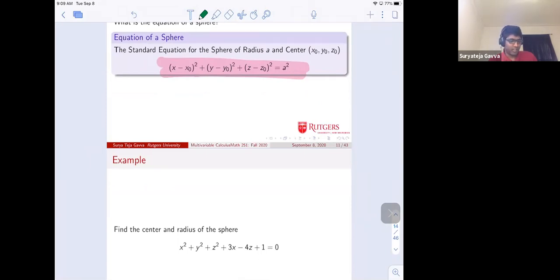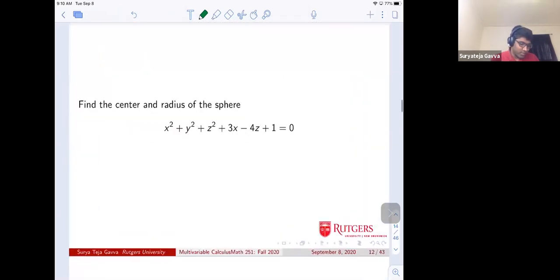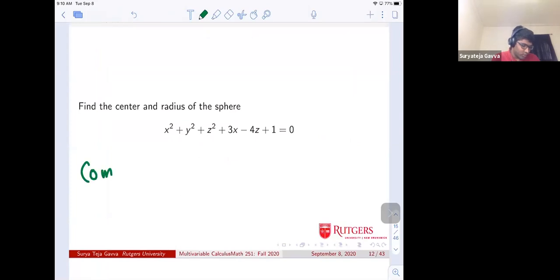If we are given the equation in this form, we can read out what the radius is and what the center is. But we don't have that. So what do you do? Yes, we complete the squares. Good.